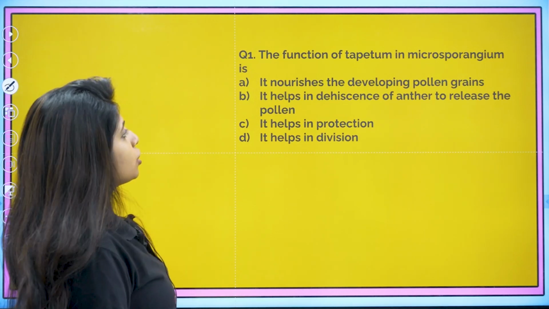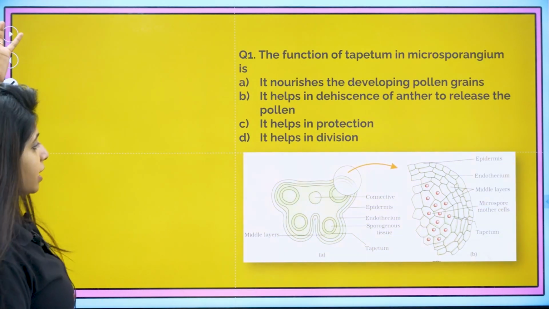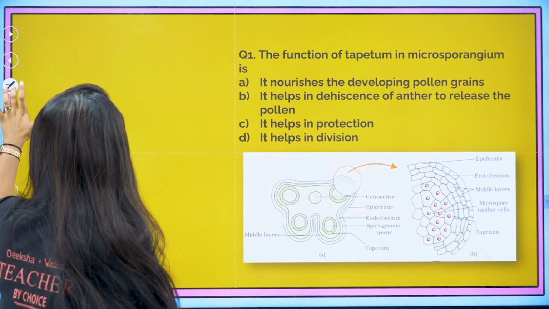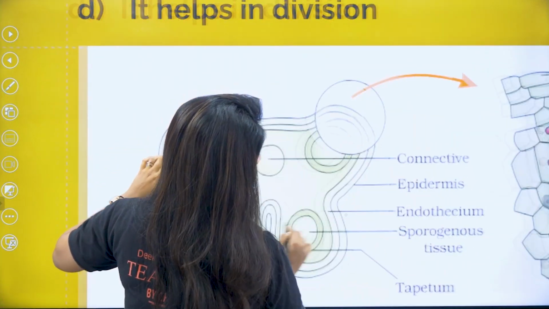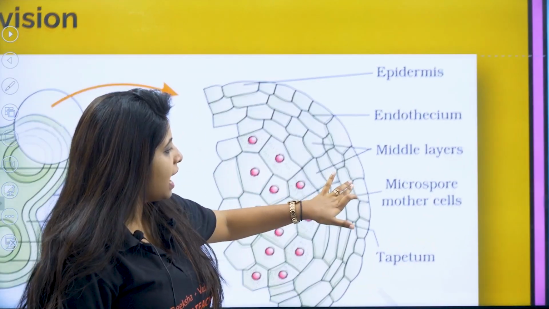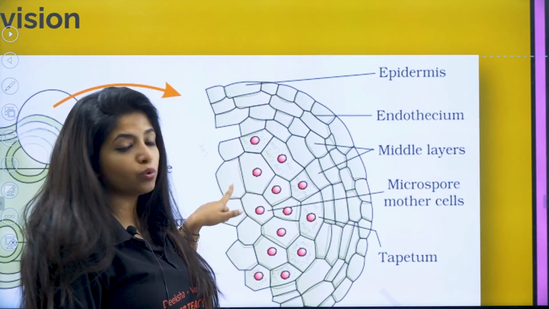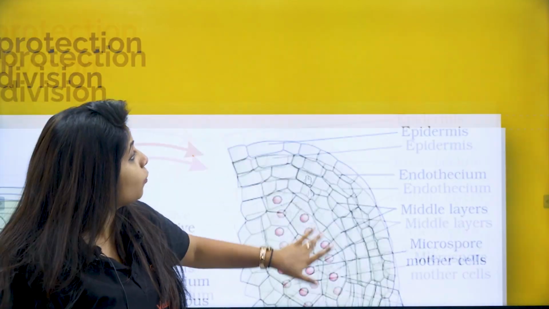Okay, so the function of tapetum in microsporangia is, okay, what is the function of tapetum? Where is tapetum? My dear children, in the structure of an anther, you have different wall layers. Where is it? The outermost is epidermis, then endothecium, then middle layer, and then you have tapetum. Inside the tapetum you have something known as sporogenous tissue, which is made up of so many microspore mother cells.